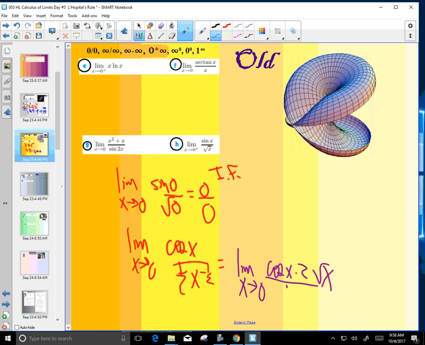So this is going to be cosine of 0 is 1. Square root of 0 is 0. What's 1 times 2 times 0? I get 0 for that limit.